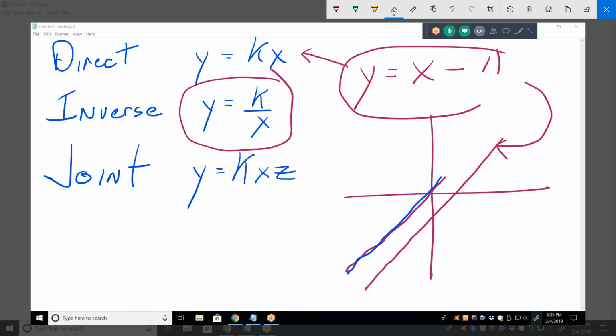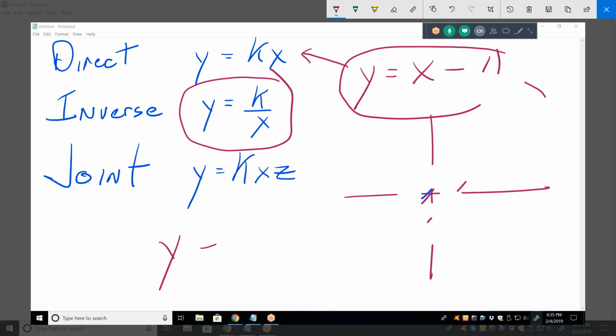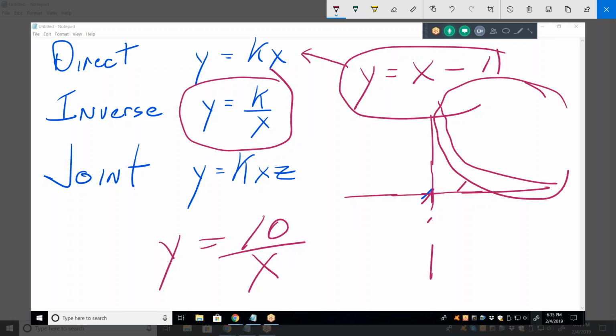In other words, if I'm plotting, say, y equals 10 over x, well, that is hyperbolic in nature, actually, and it looks something like that. But you can see that with that, as x goes to the right, y gets smaller. Right. And that's the key thing.